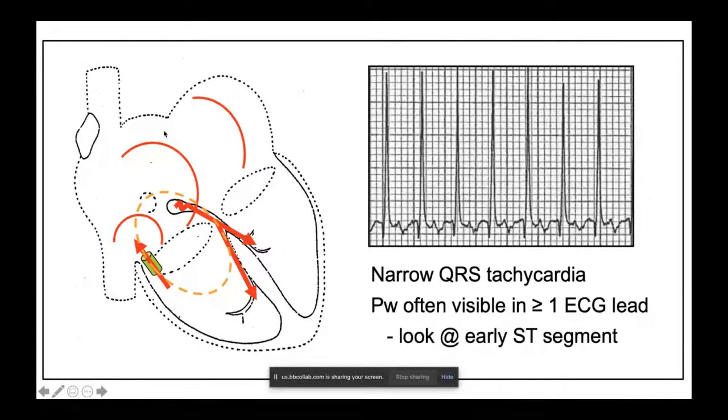So this is SVT mediated by an accessory pathway. It's a narrow or usual complex tachycardia. Electricity is going down the AV node this way, turning back up the accessory pathway into the atrium, down the AV node, up the accessory pathway, and then you have a reentrant loop that goes round and round. So it's a narrow QRS tachycardia. And as we just looked at, P waves are often visible in more than one EKG lead. Look at the early ST segment for retrograde P waves. And these reentrant tachycardias, as we already discussed, are pretty sensitive to vagal maneuvers or adenosine.